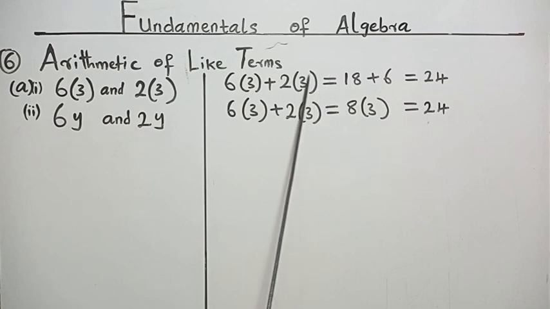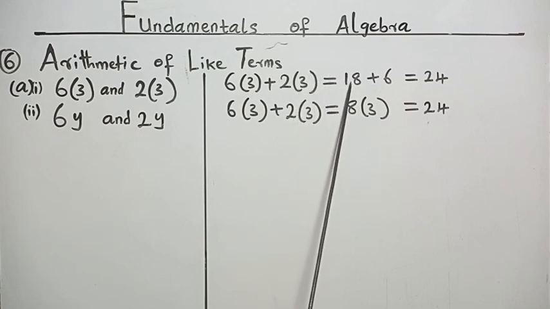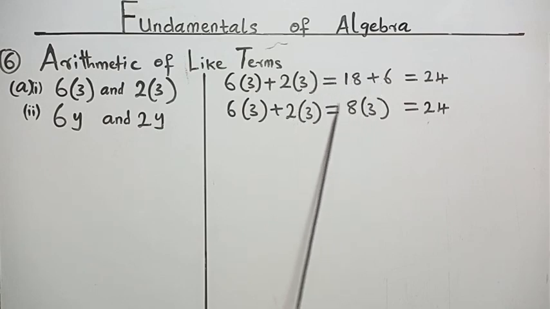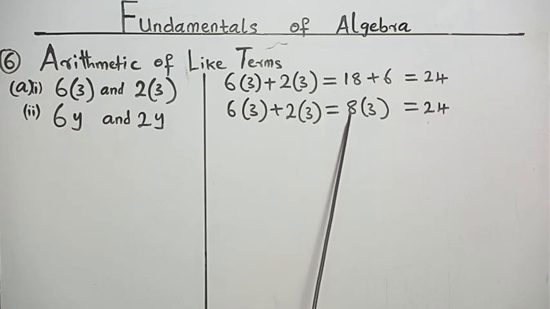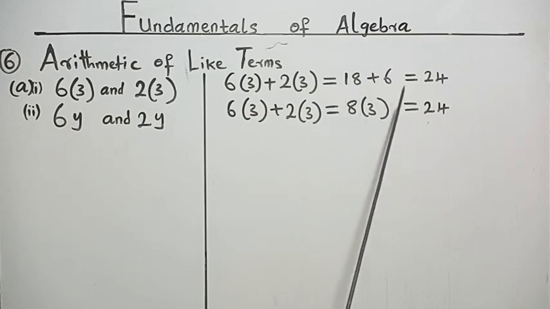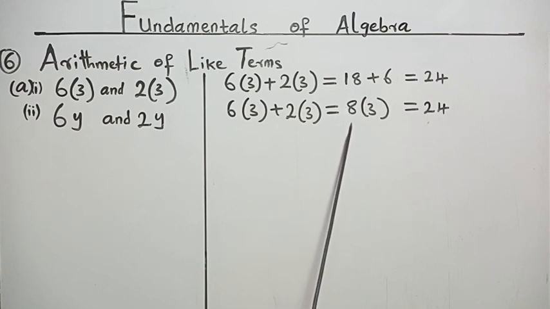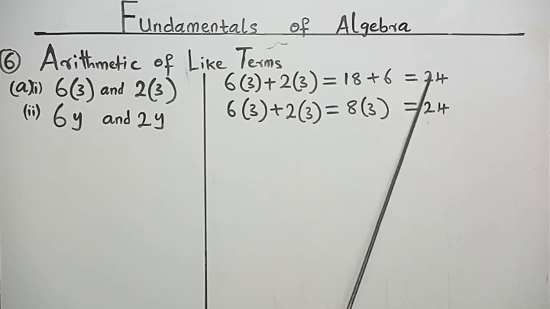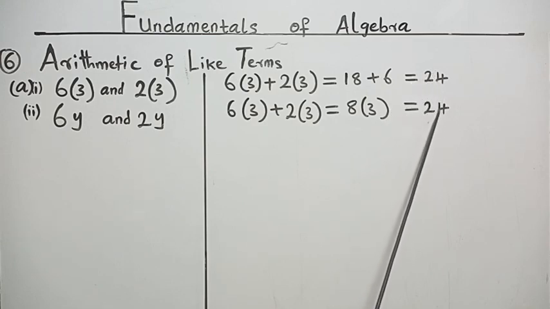And in this first line of action, we got 18 plus 6. But here, in this second line of action, we got 8 bracket 3. So notice that what I got in this second stage is not the same thing as what I got in the first stage. The two are different, and yet the answer is the same thing. 24, 24.